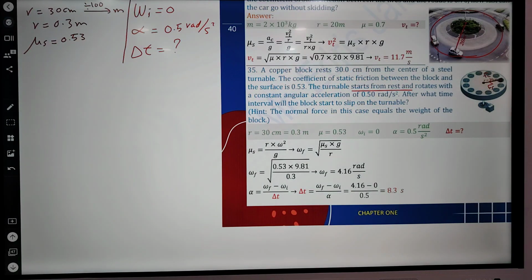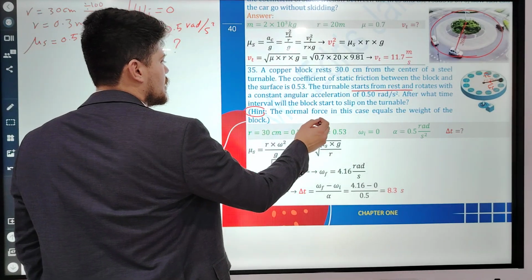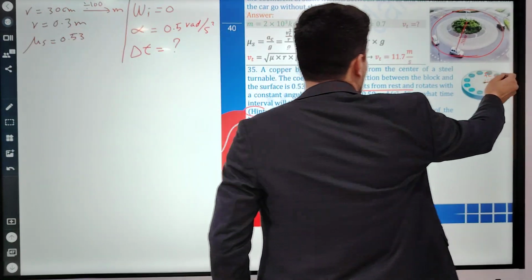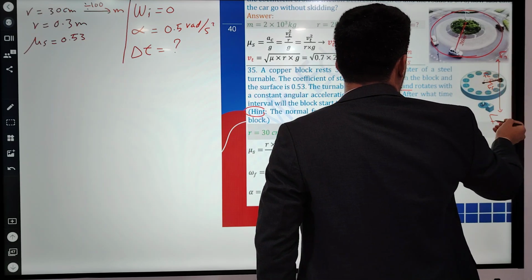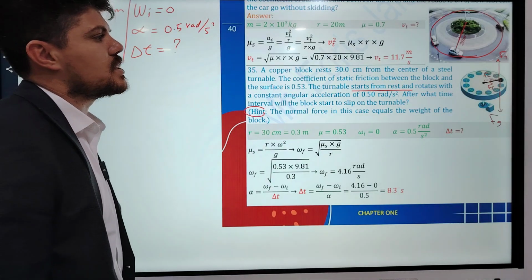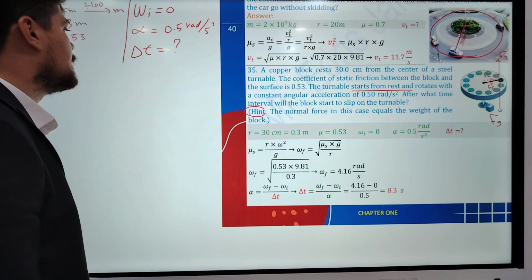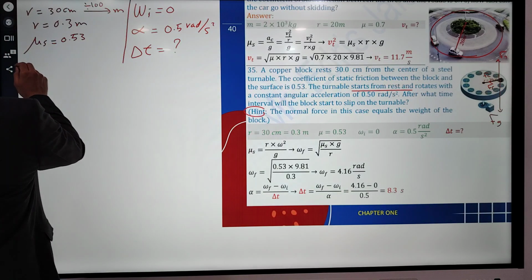So the normal force in this case equals the weight of the block. So we have a hint here. What do you mean by normal force equal to the weight? It means that Fn is upward and Fg is downward. So that is why the steel block is maintained on the turntable. Okay, so in that case, how can you determine the time interval?